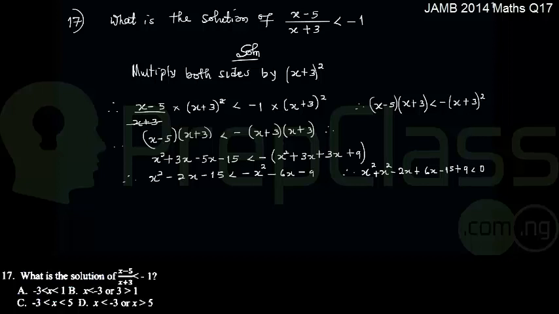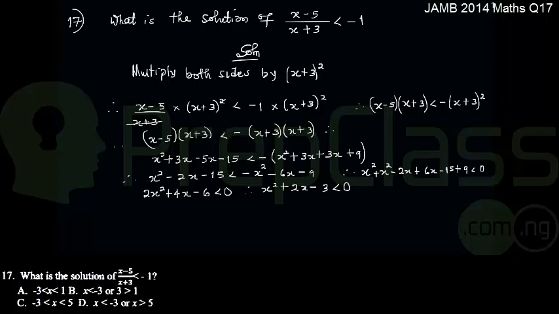All less than 0. So rearranging and solving, I would have 2x squared, minus 2x plus 6x gives plus 4x, minus 15 plus 9 gives me minus 6, all less than 0. We notice that all the terms here are divisible by 2. So dividing through by 2, I would have x squared plus 2x minus 3 less than 0.